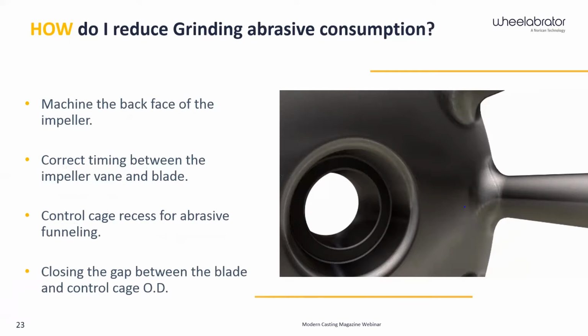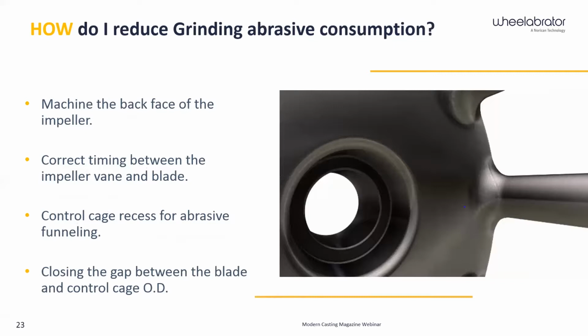Another area that you can do is make sure that you have the correct timing between the impeller vane and the blade. When we were talking about that violent transition of the abrasive coming out of that control cage onto the blades, all of that is actually controlled by the timing between the vane and the blade.